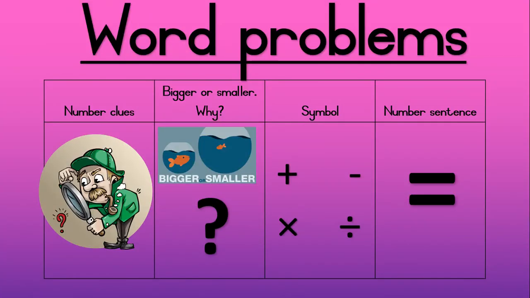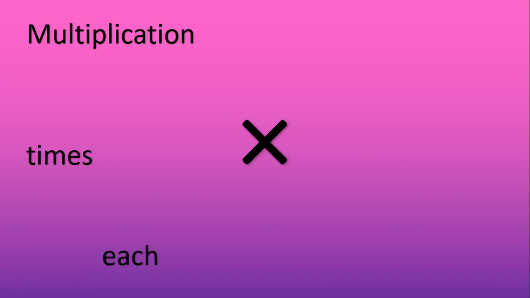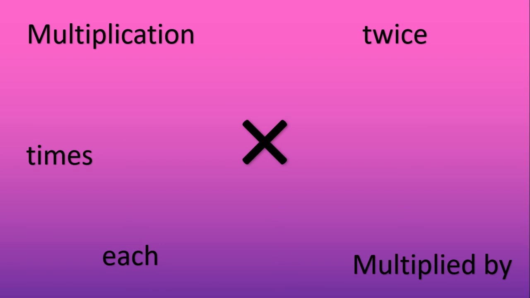For the word problem recap, we must remember that first we look for the number clues, then we ask ourselves is it bigger or smaller and why, the symbol we are going to use, and then we write the number sentence. So multiplication has a few other names. First is multiplication, then we have times, each, twice, multiplied by, and multiple. So all of these words are other names for the multiply sign.